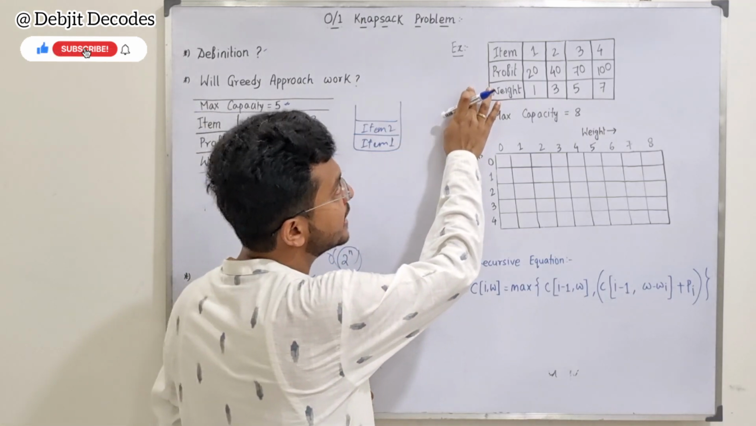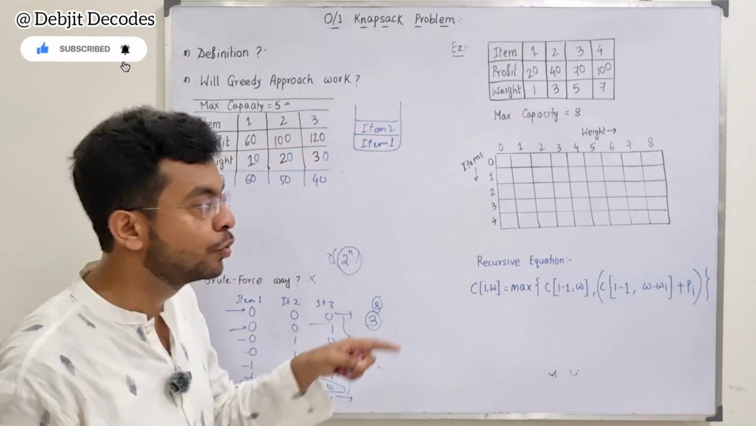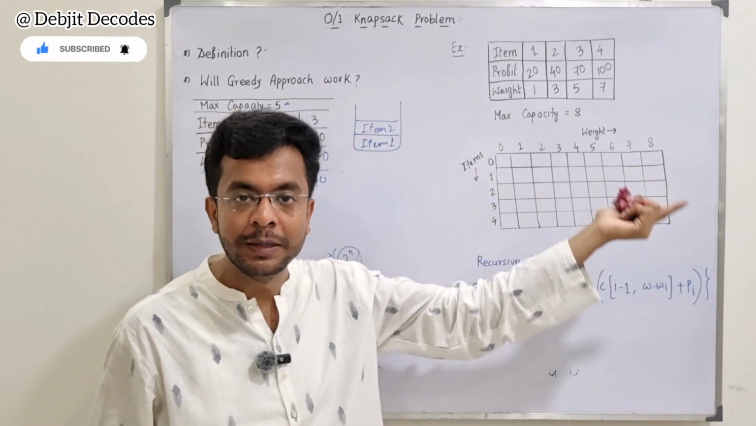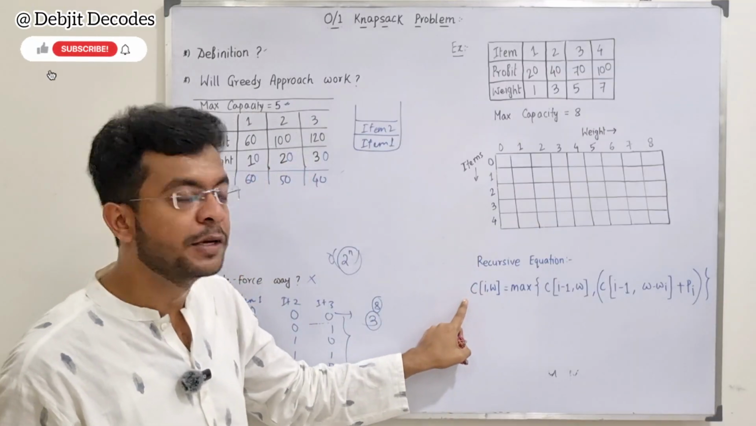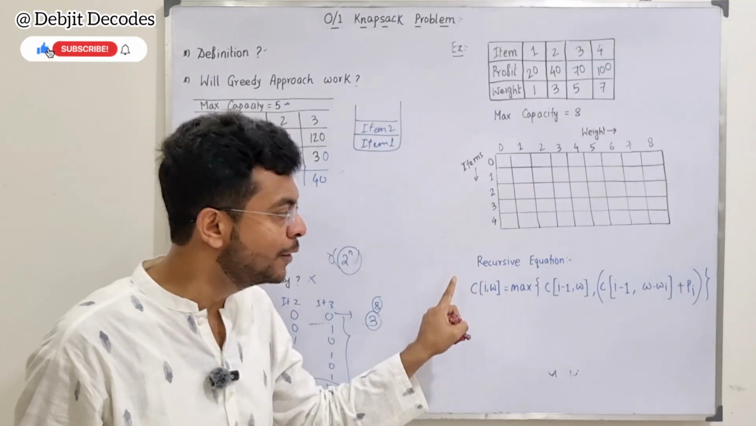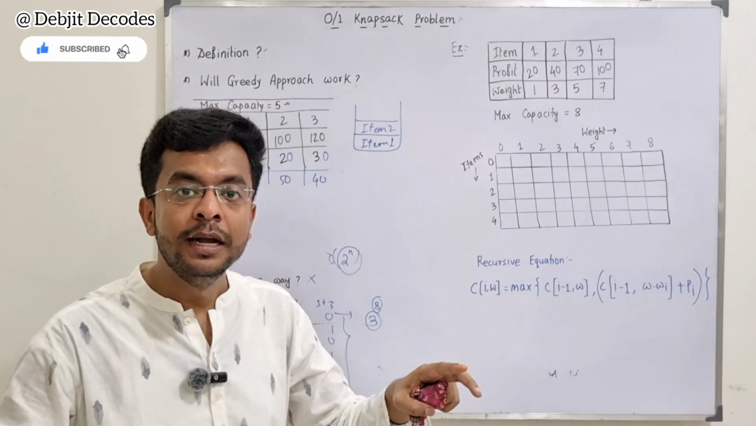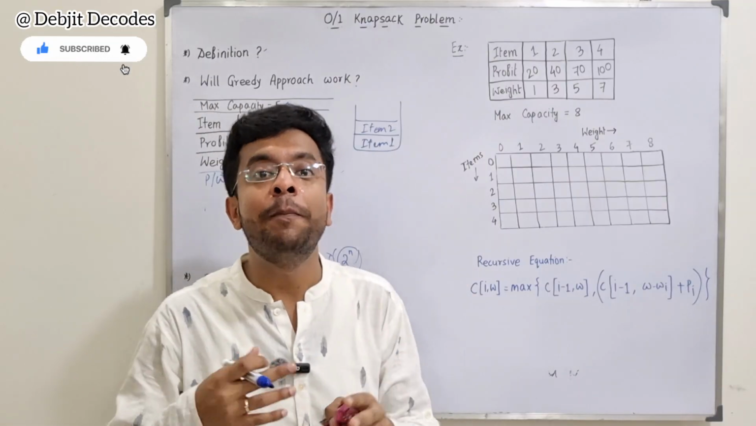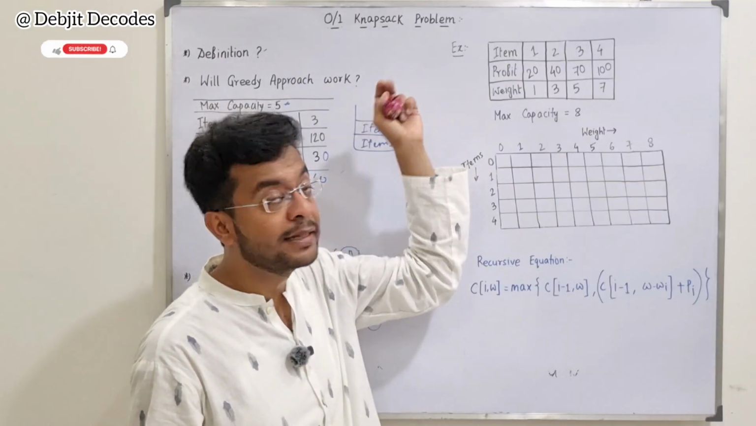First of all, we will take this example. First, we will solve this example. I will show you how to construct a table and how to get the optimized output. Then we will see the recursive equation, and I will explain what this equation means, as well as show you the tree and tell you what properties are required to apply dynamic programming.